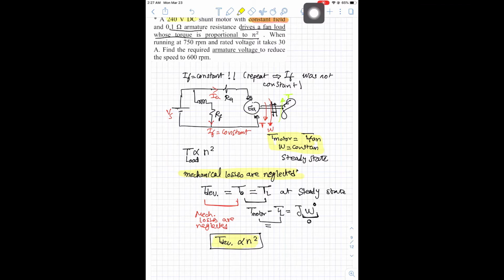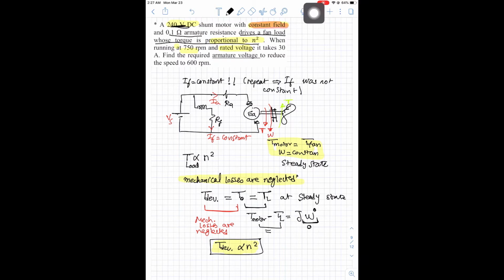Now let's continue reading the question. The motor is connected to a fan load which has a torque that is proportional to n squared. Now we understand the meaning of a motor connected to a load with torque proportional to speed squared. When the motor is running at 750 RPM and rated voltage, so rated voltage means this voltage up here, it takes 30 amperes. Find the required armature voltage to reduce the speed to 600 RPM.